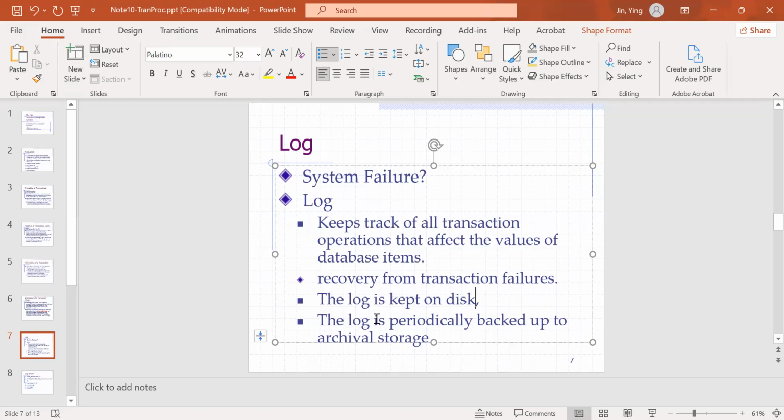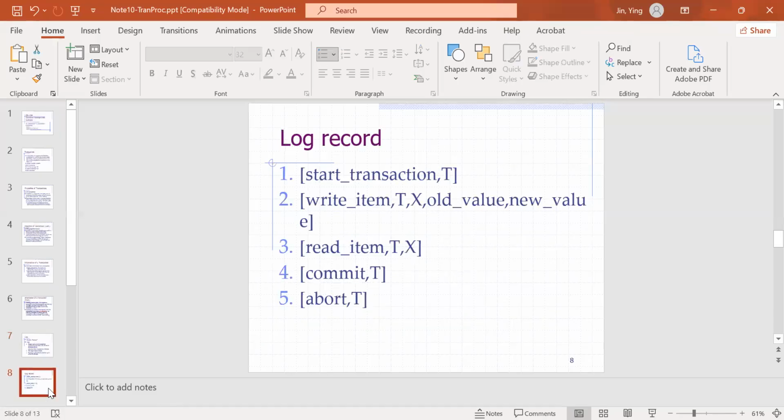And also, periodically, we back up the log to other storage. So if there's a disk failure, the disk that contains the log fails, then we still can have another place to find the log. Okay, so this is a typical way to keep the log record.